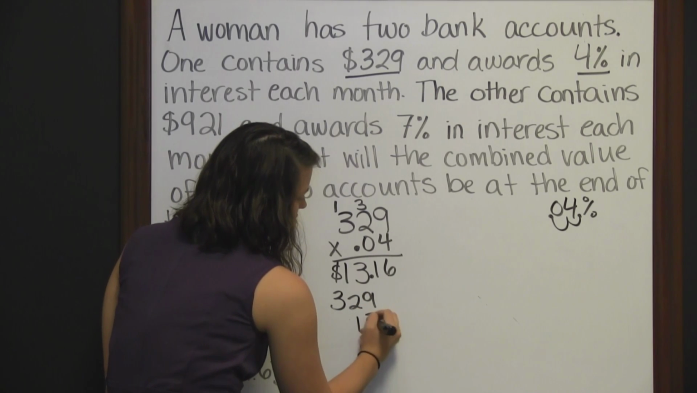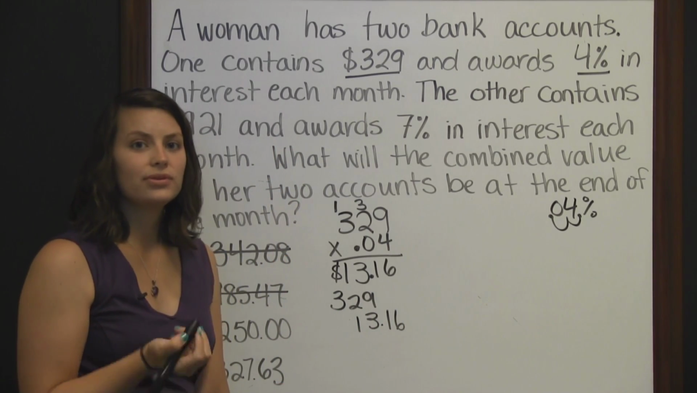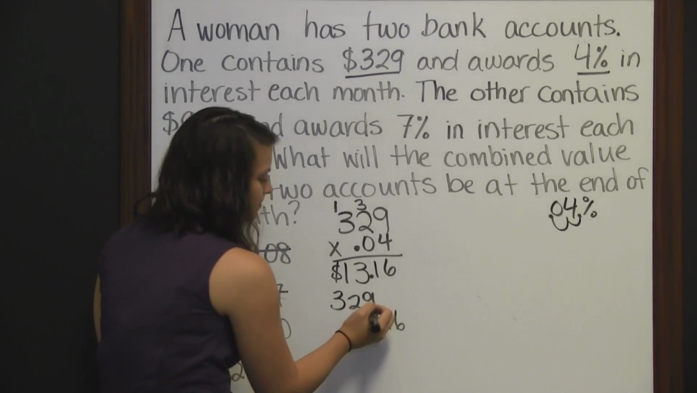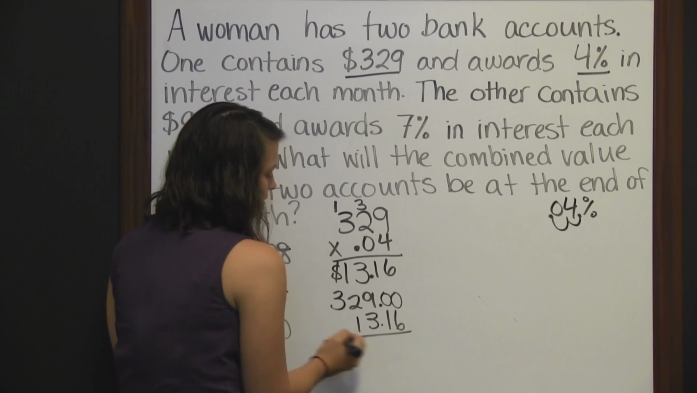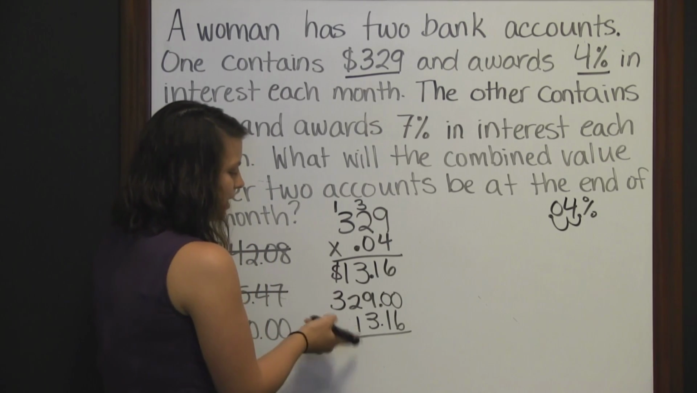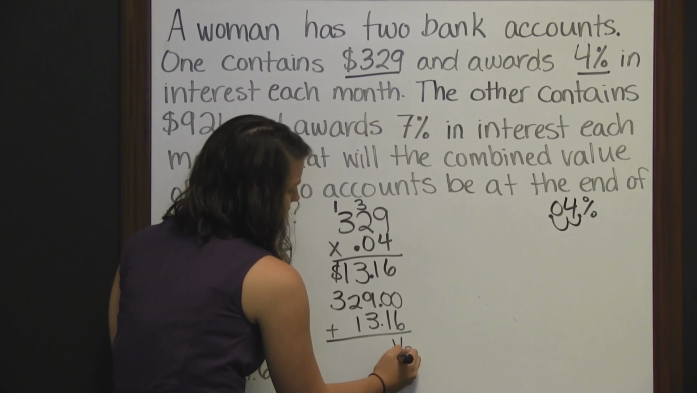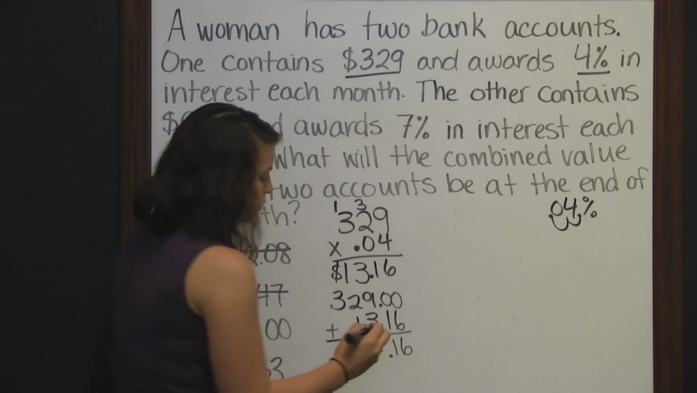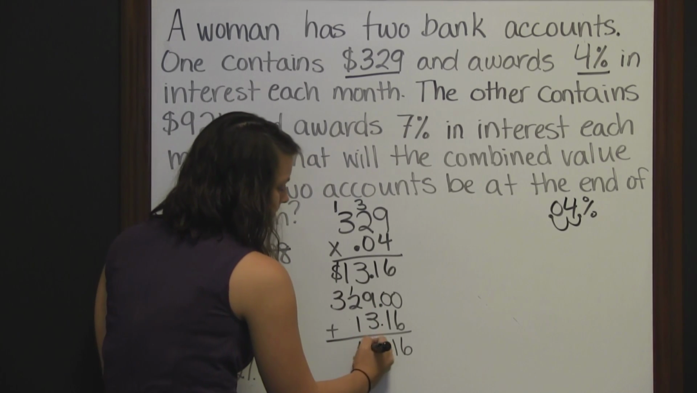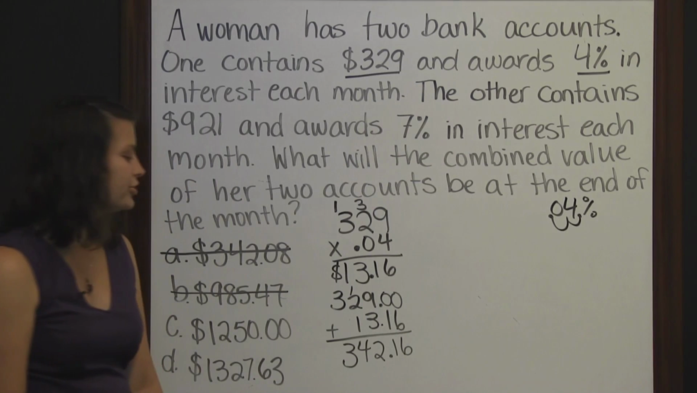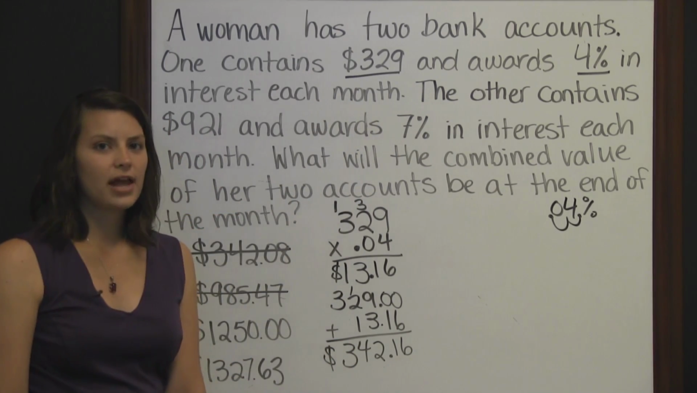So together, this account has a total of $329 plus $13.16. When you're adding, you have to make sure to line up the decimal places. And the decimal in 329 is at the back, and you can add 0, 0 there to just line everything up. So we add those together. 0 plus 6 is 6, 0 plus 1 is 1, bring down the decimal. 9 plus 3 is 12, write the 2, carry the 1, 2, 3, 4. So $342.16 is what's in the first account at the end of the month.